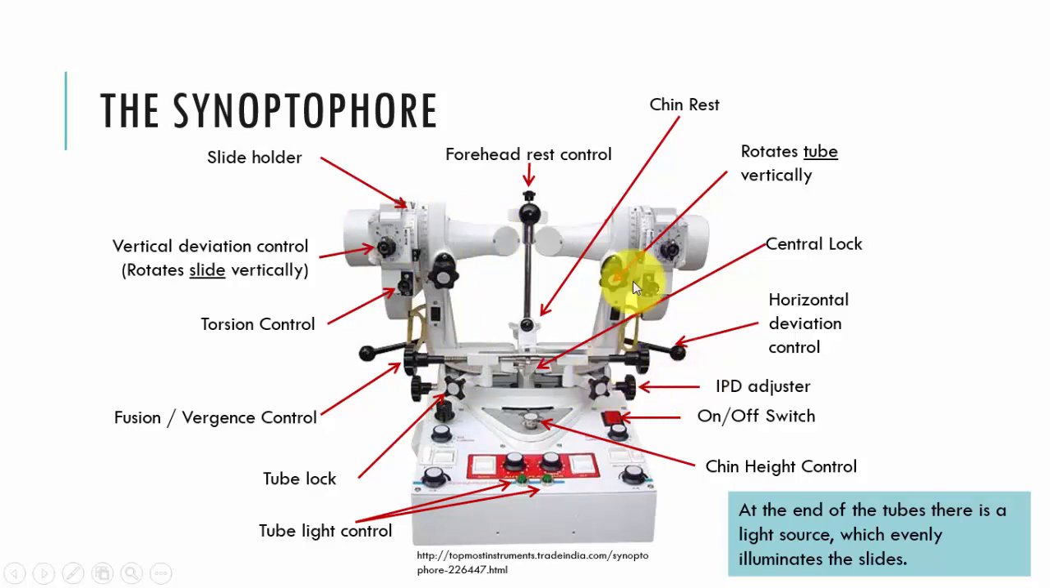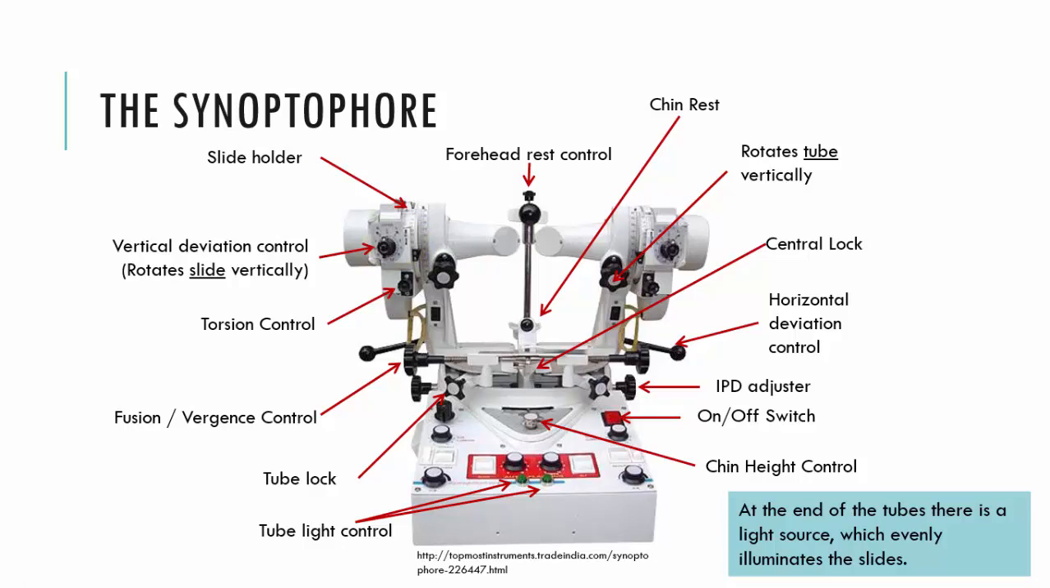And again, if you lock this one here, this will be unable to move. Now, the reason why we want to lock a tube is because we want to assess the patient fixing right or fixing left. So just as, for instance, with the prism cover test, we might measure the deviation with the prism in front of the right eye. In that instance, we're fixing left. So if you want to do a fixing left assessment on the Synoptophore, then you would lock the left tube and allow freedom to move the right tube.